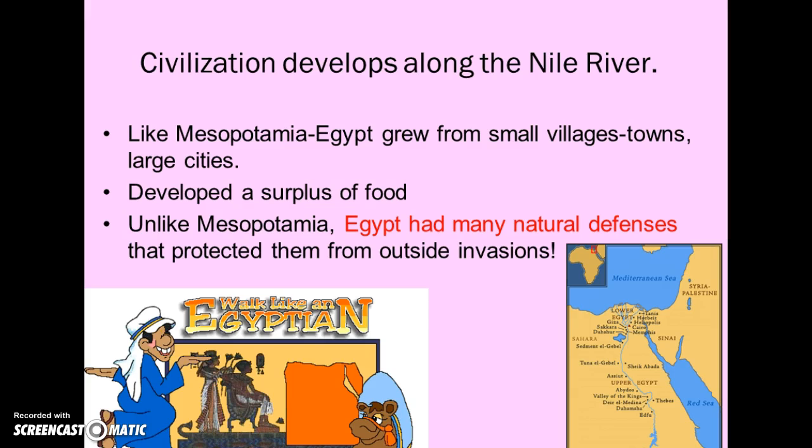So with natural resources being plentiful along the Nile, people settled, and Egypt grew from small villages to towns to larger cities. And like Mesopotamia, they developed a surplus of food and a division of labor and a social hierarchy and all that good stuff. But unlike Mesopotamia, which we saw in our previous chapter, constantly switching hands in terms of who was going to be in power, Egypt had many natural defenses, which kept a lot of people out for a long time. They had the seas, Mediterranean and the Red. They had the desert, and they had the cataracts down here in Upper Egypt.